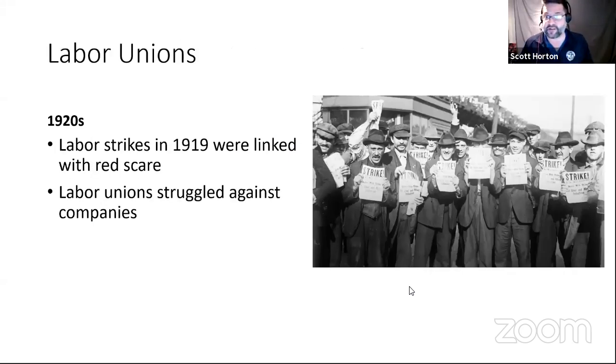All right, labor unions in the 1920s. Labor unions in 1919 were linked with the Red Scare. We'll go back and review that. Again, very similar to the Red Scare that Ms. Farr reviewed in the Red Scare lesson that we did a little bit last week. Labor unions struggled against companies. This is an era or a decade where for labor unions, things don't go all that well. And in fact, President Coolidge very famously broke the strike of Boston police officers before becoming president. So in that decade.